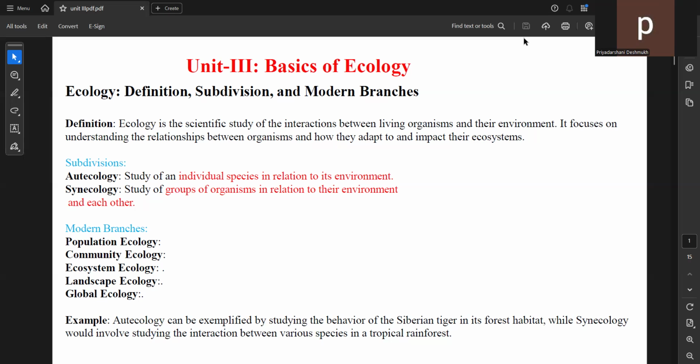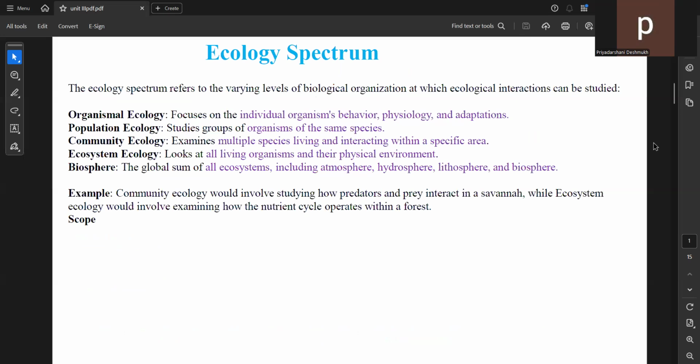So these are about ecology. And the next is the ecology spectrum. The ecology spectrum refers to the varying levels of biological organization at which ecological interactions can be studied. So there are mainly organismal ecology, population ecology, community ecology, ecosystem ecology, and biosphere. These are the main levels that we are going to study under the title ecology spectrum.